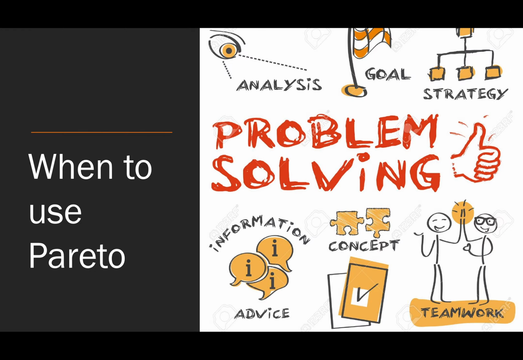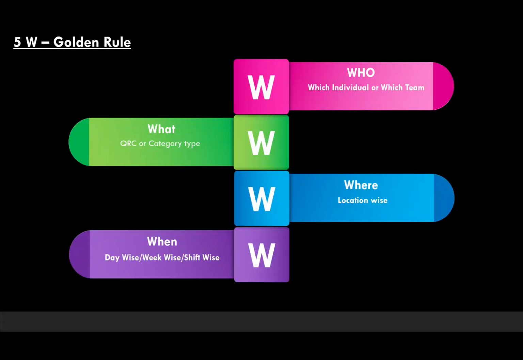Now we will understand when to use Pareto. Pareto is one tool which you can utilize, but there are certain rules and certain things you need to follow to ensure you are getting the right output through your Pareto analysis, so that you can work on the problem statements which will give you the maximum output. The 5 W rules can always be applied while doing Pareto analysis. If you follow these 5 W's, you will know when and where to use Pareto.